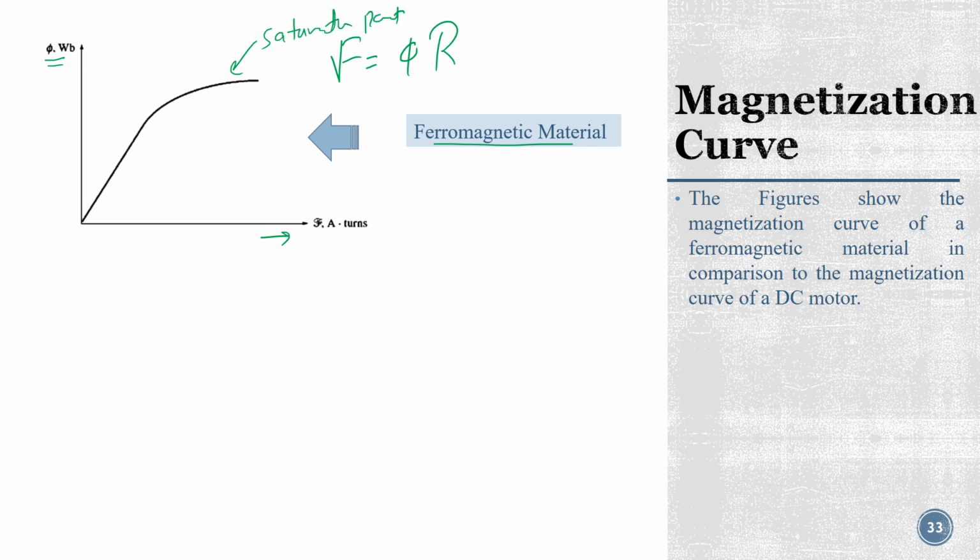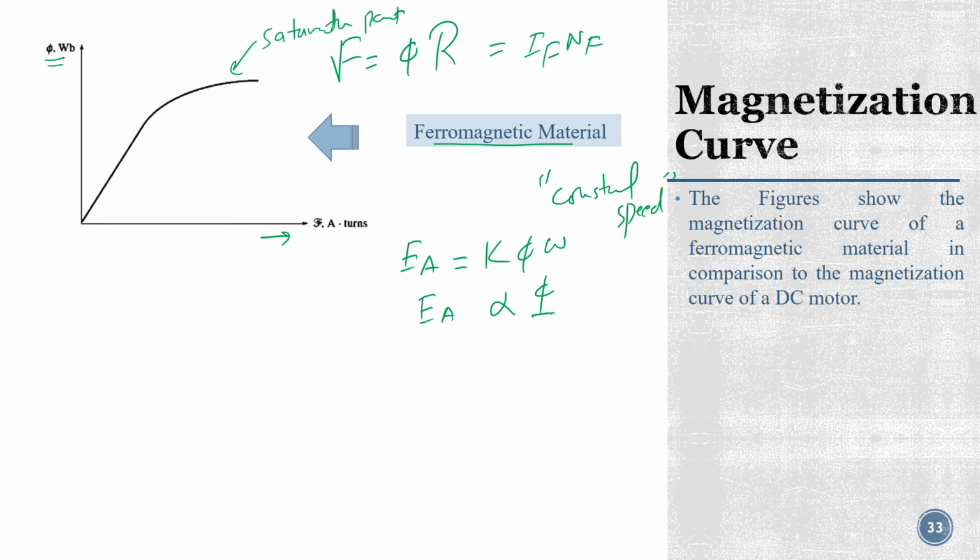So in the motor case, what is actually happening? We also know that this is equal to IF times the number of turns of the coils, right? Whatever we are having here. In the motor case, we have the internal generated voltage, which is equal to K times flux times omega. So basically the internal generated voltage is proportional to your flux and the speed. Let's assume we have constant speed. Then the internal generated voltage will be proportional to your flux.